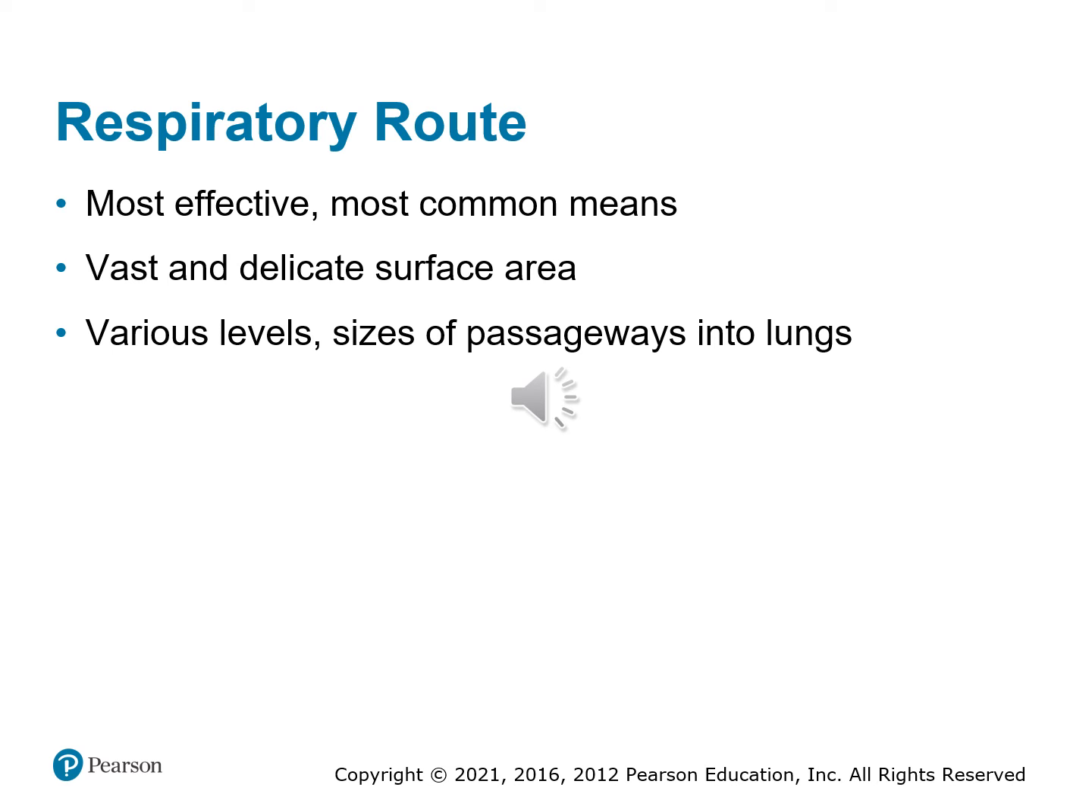It is important as an EMS responder to understand the dissemination and weaponization of these CBRNE materials. The first, which is going to be the most effective and most common means of dissemination, is going to be the respiratory route. You guys learned through the respiratory tract just how delicate of an area that is. This provides the terrorist the opportunity to maybe provide the most lethal means if they can do something that's going to enter the respiratory route. It's a vast and delicate surface area.